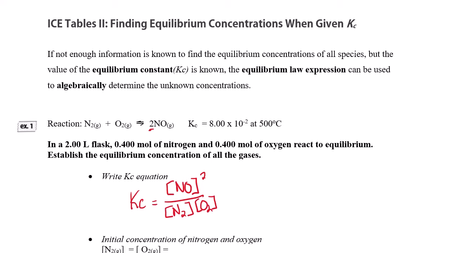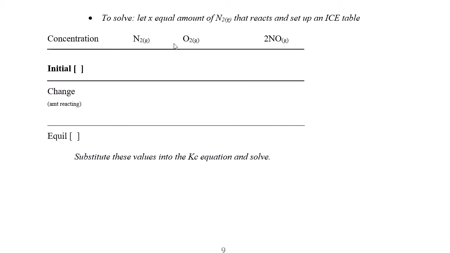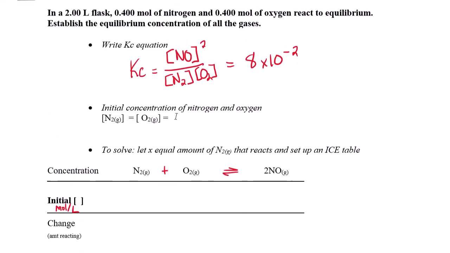So now that I know my Kc, and we know the value too, right? Kc is equal to 8 times 10 to the negative 2, so we're going to need that information a little bit later. Let's set up our ICE table. So we have our nitrogen plus our oxygen reacting to give the nitrogen monoxide, my initial concentration, my change in concentration, and then the equilibrium. And these will all be in moles per liter. So let's put down the information that we know.